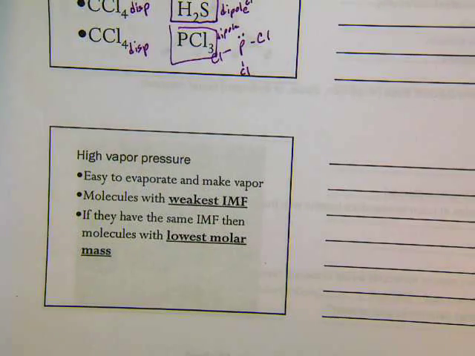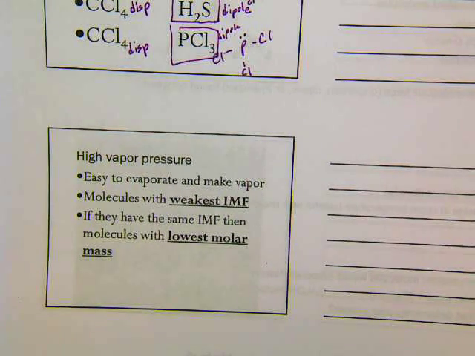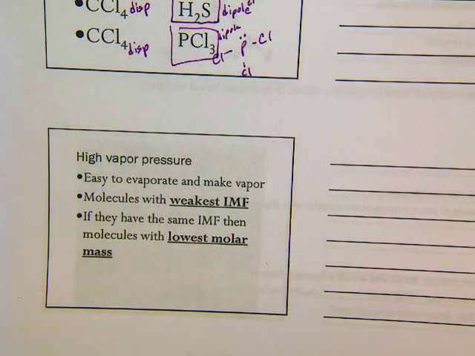Now, vapor pressure. With vapor pressure, we're talking about the amount of vapor it makes. So if it's easy to evaporate, it's going to make more vapor. So we're looking for molecules that have a weak IMF. The weaker it is, the easier it is to break, and it's going to make more vapor. So weak IMF this time. Now, if they have the same IMF, we're looking for the lowest molar mass. Think about it. If it's got a low molar mass, it's going to be very easy to evaporate, making more vapor, which makes more vapor pressure.